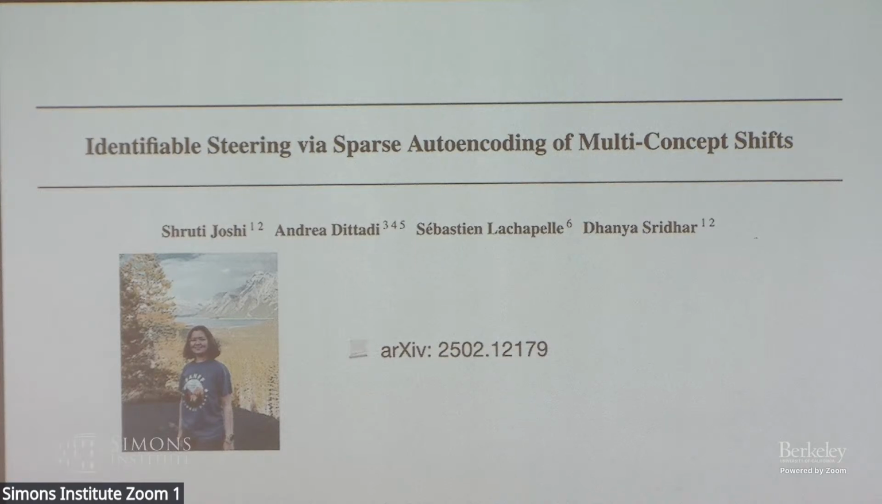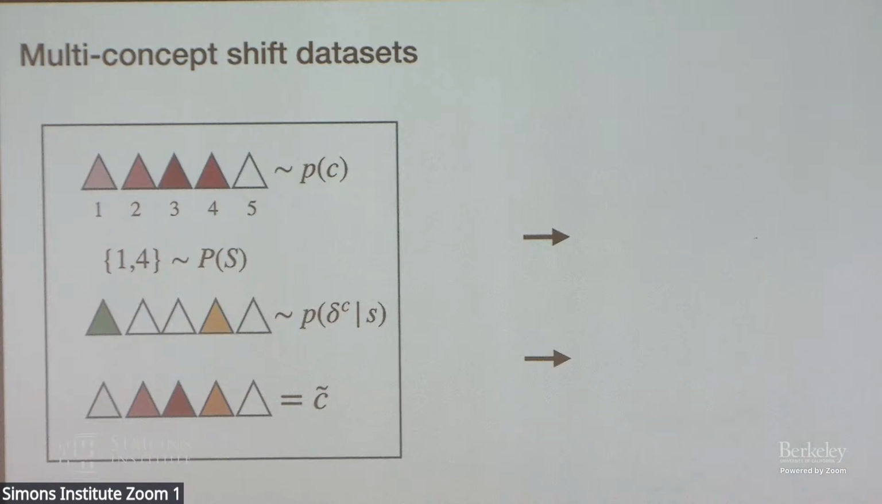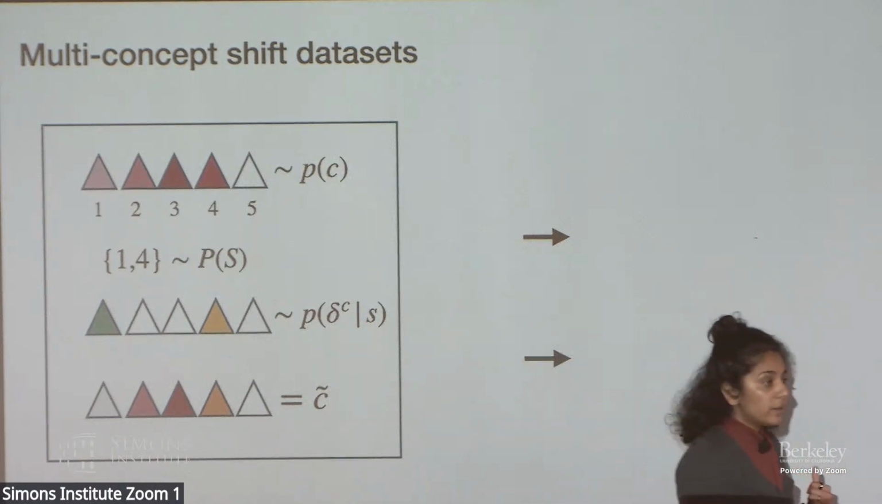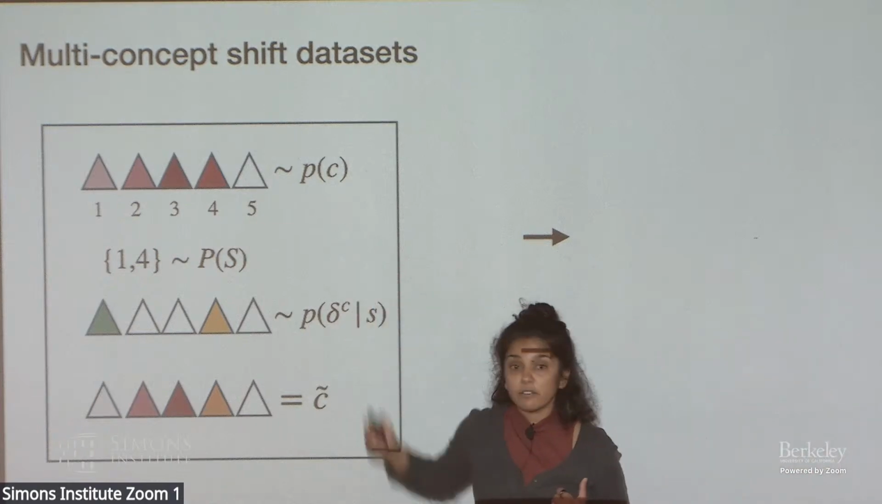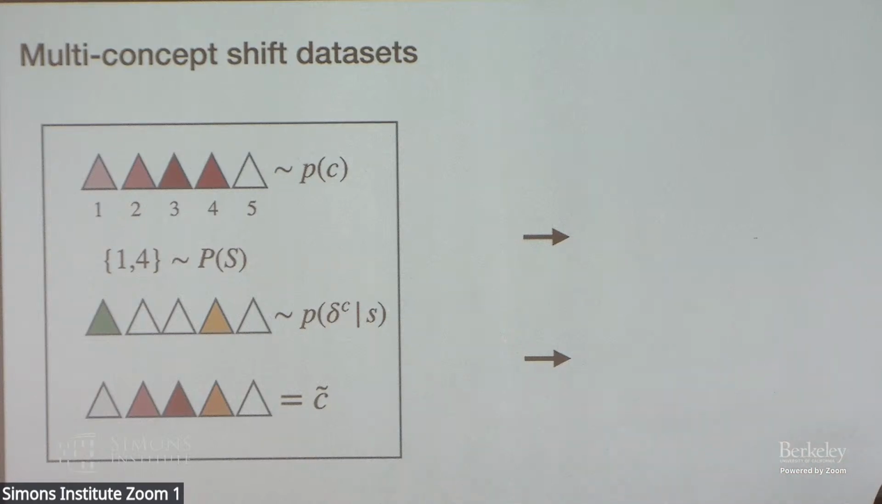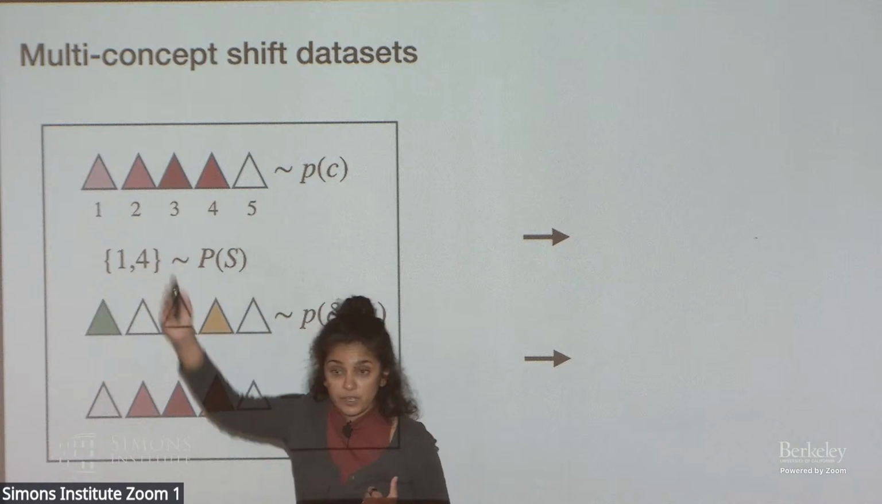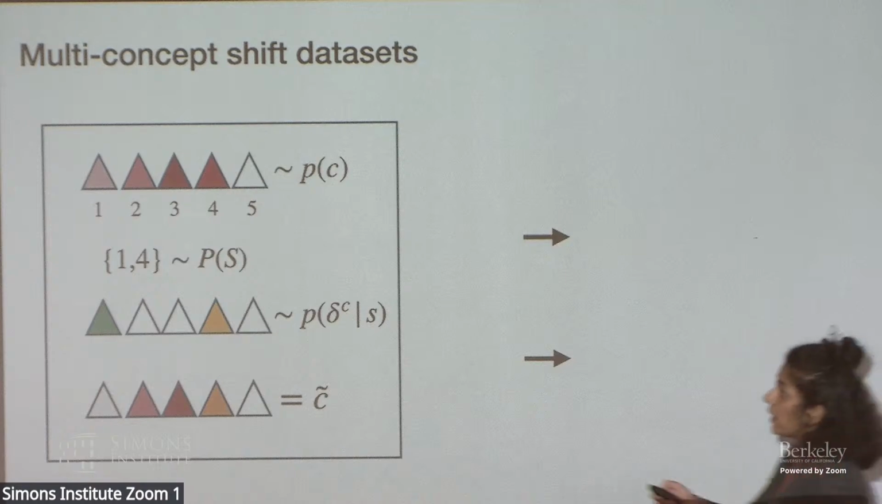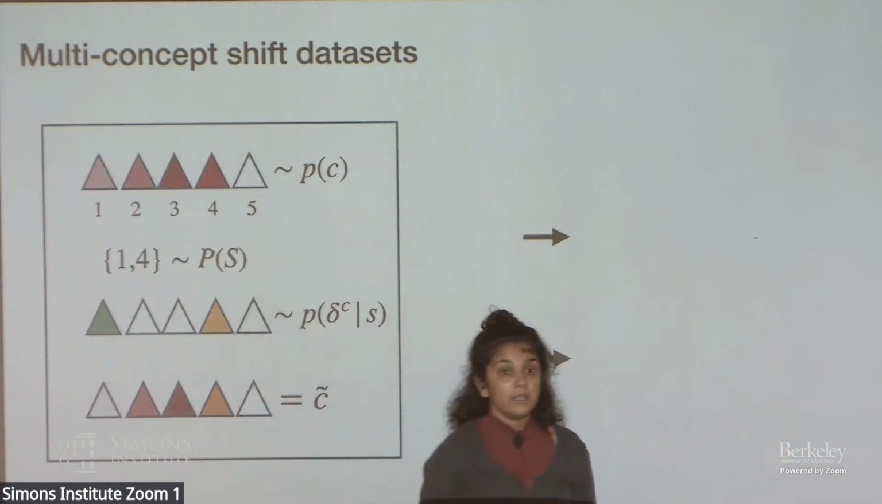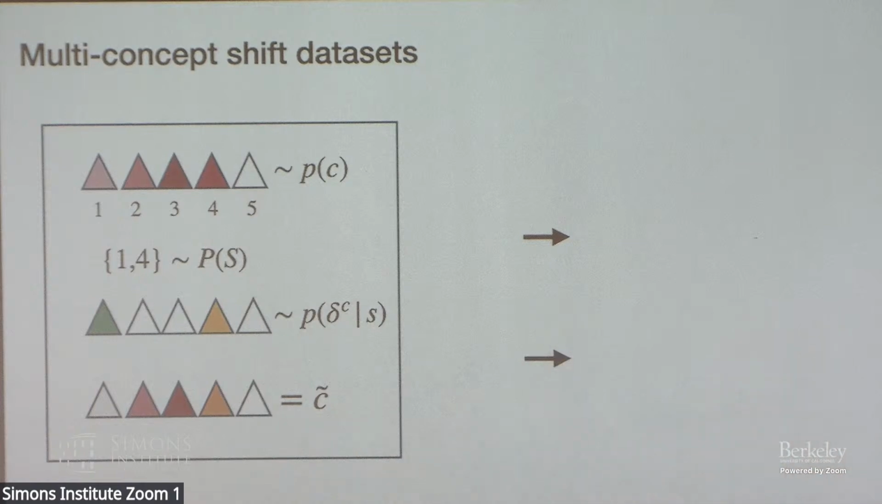Okay, so let's start by asking, what are multi-concept shifts? Here's a little data generating process that we're going to step through. To get multi-concept shift data sets, first we're going to sample some set of concept activations, some latent code in terms of concepts, drawn from P of C. Notice I have a bunch of indices associated with this vector. Then I'm going to sample some subset of positions. I might sample position 1 and position 4 from P of S, where S indexes into subsets.